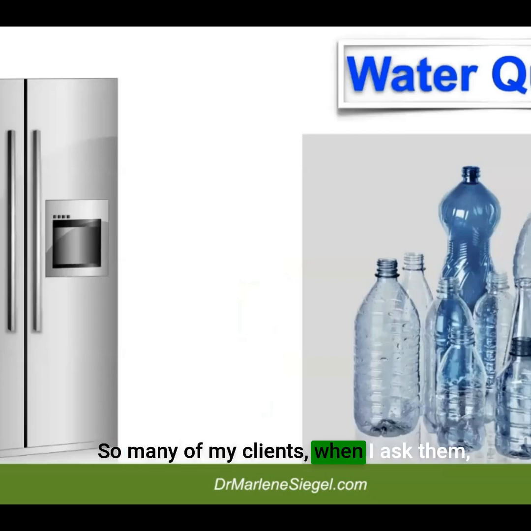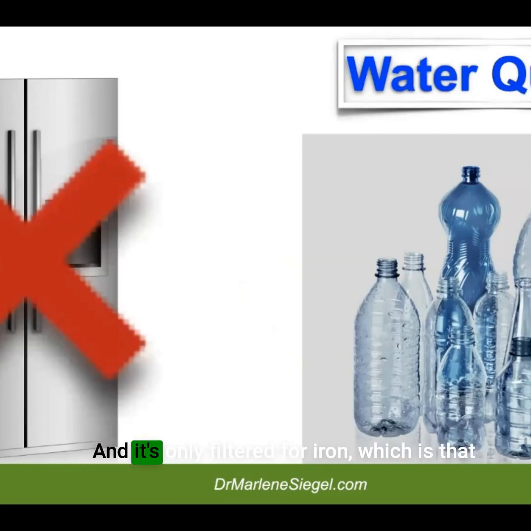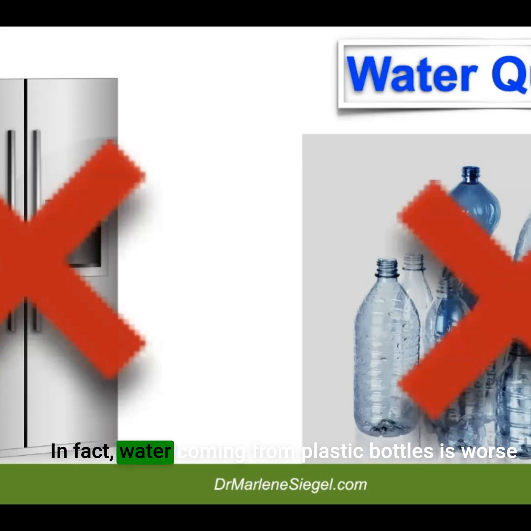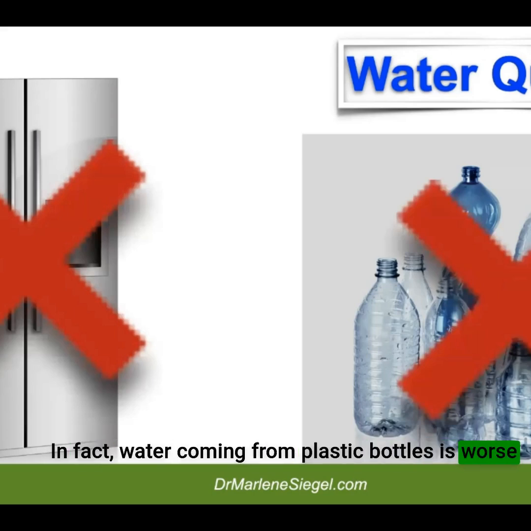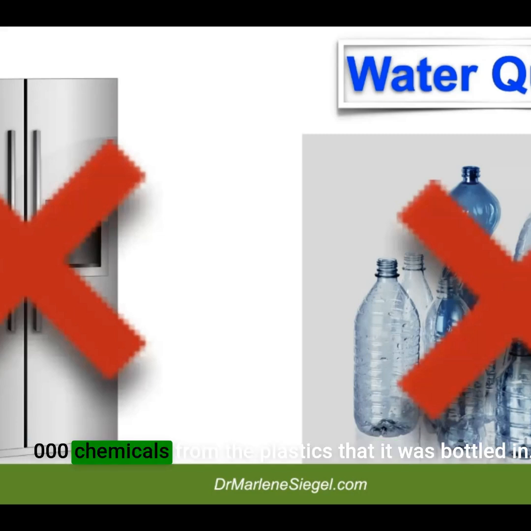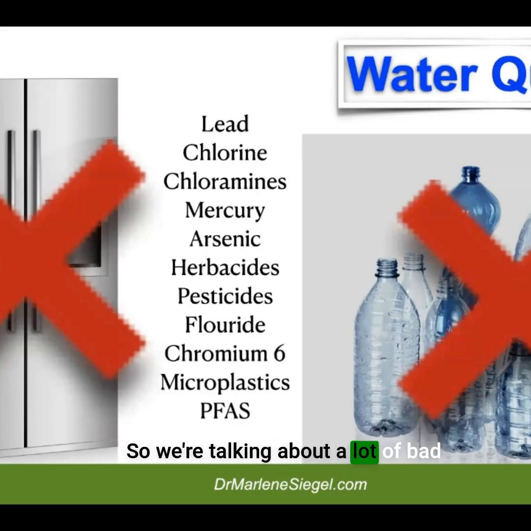So many of my clients, when I ask them what they give their pets to drink, say, oh, we give them filtered water. It comes from the refrigerator. Well, no, that is not structured water. And it's only filtered for iron, which is that rusty stuff, and for the smell of chlorine, but it's not healthy water. In fact, water coming from plastic bottles is worse because it still has all the toxins and about another 24,000 chemicals from the plastics that it was bottled in. So we're talking about a lot of bad things that we're getting through water.